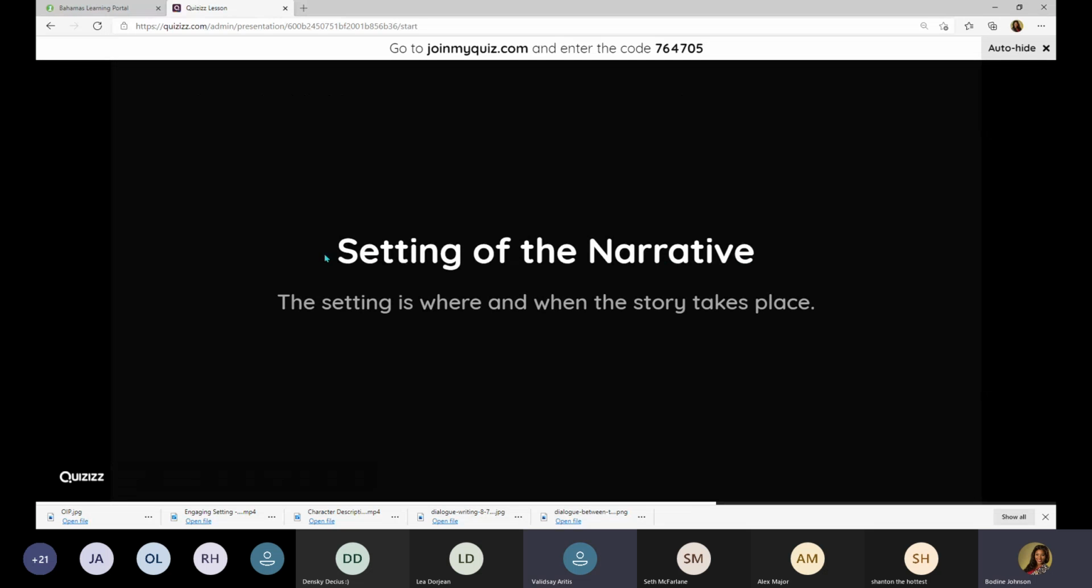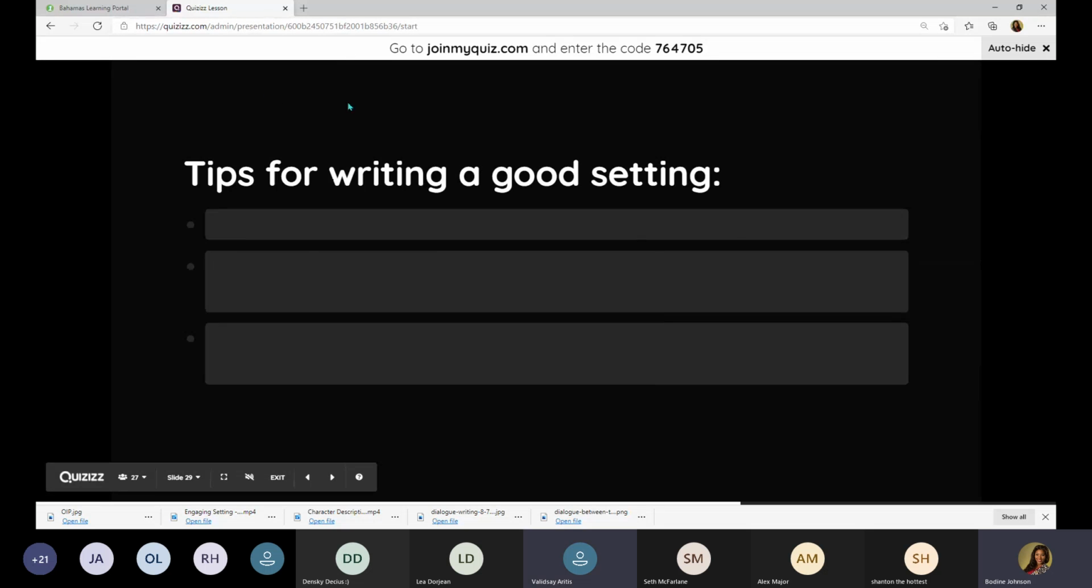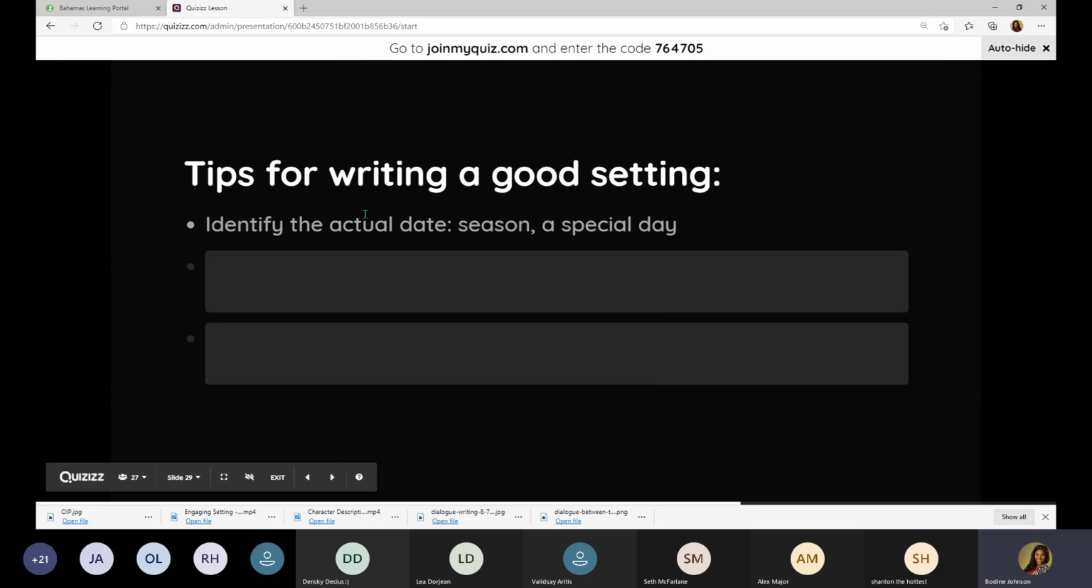Now, the setting of the narrative. The setting is where and when the story takes place. So we have to remember that. Here are some tips for writing a good setting. Identify the actual date. It could be a season, it could be a special day, the same way that we said in A Cow Called Boy, we say that it is the first day of school. Okay?